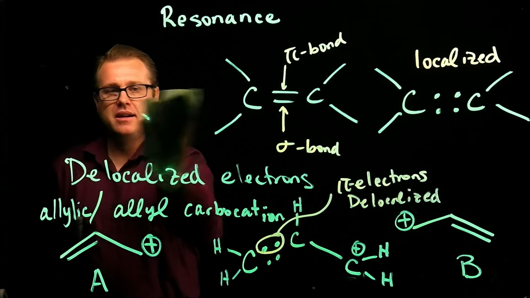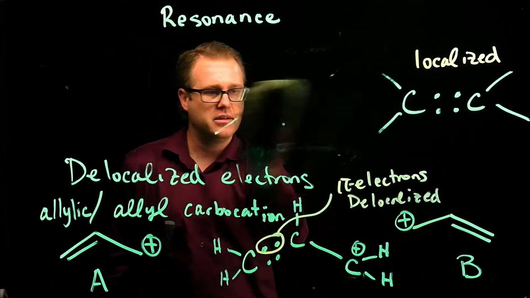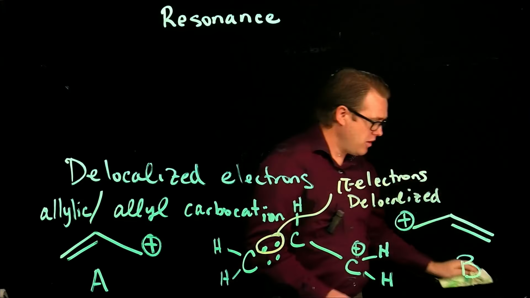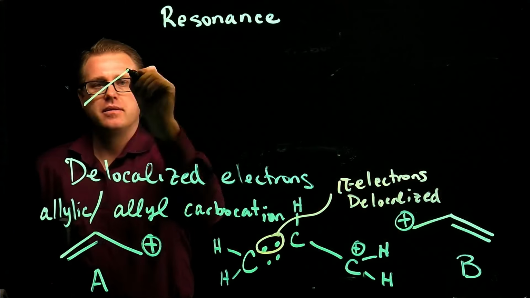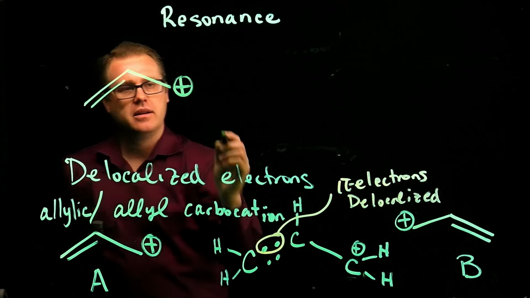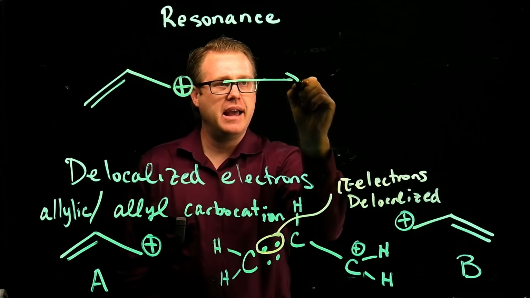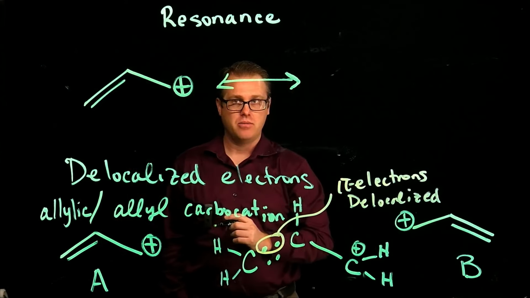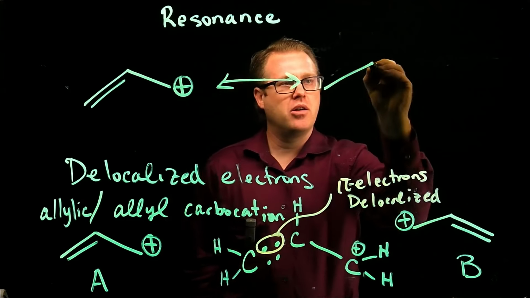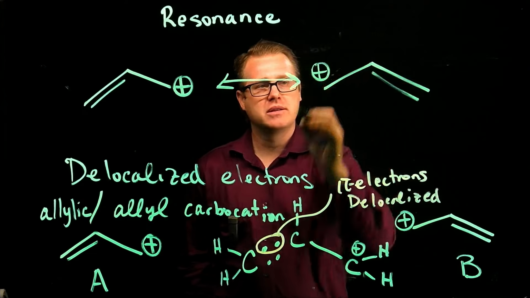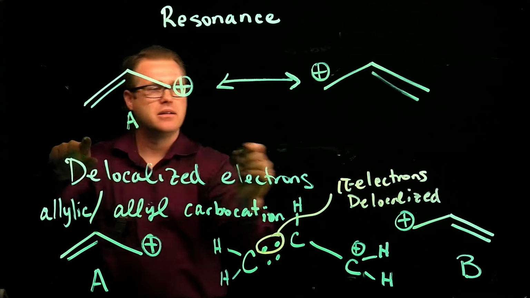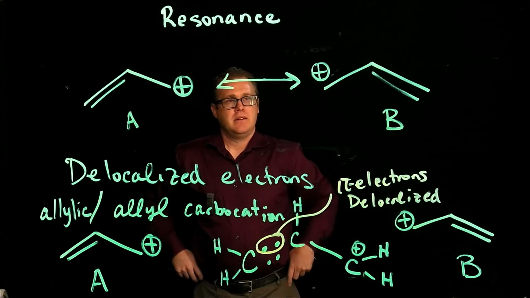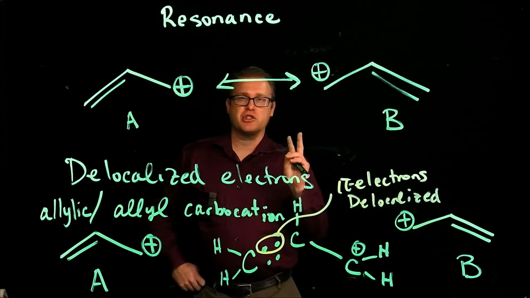So when we take a look at the allyl carbocation, what we have is this guy. And when you draw a double-headed arrow like this, that is called a resonance arrow. And that resonance arrow says, hey, there's A and there's B. All right? So we have two resonance structures.